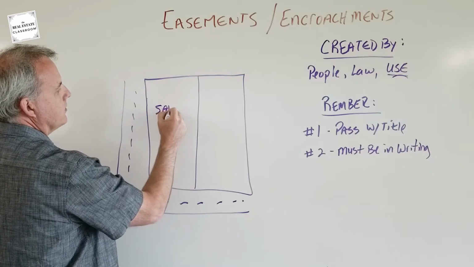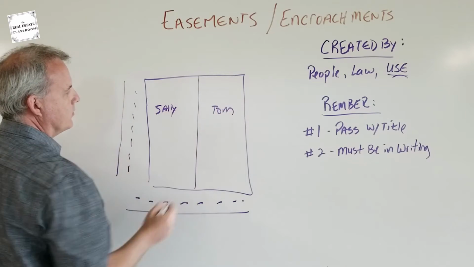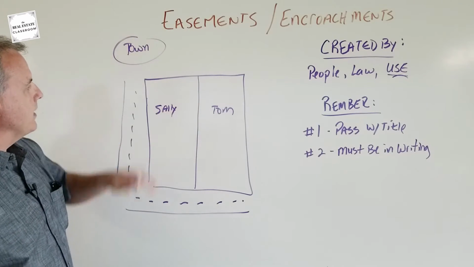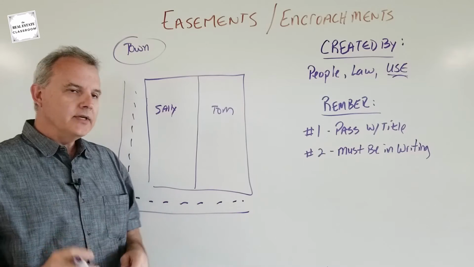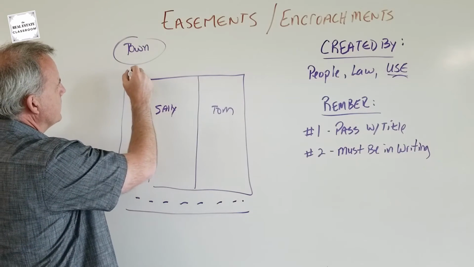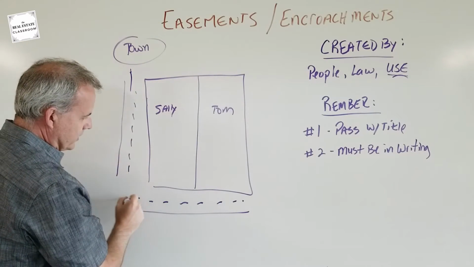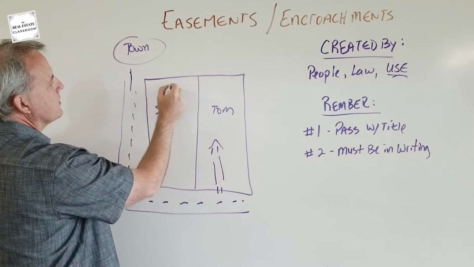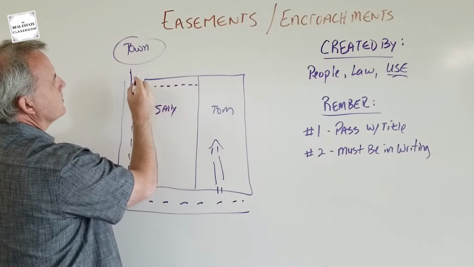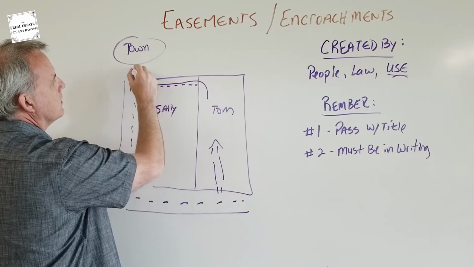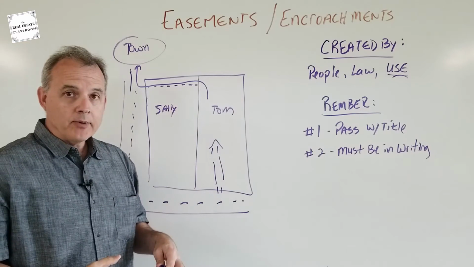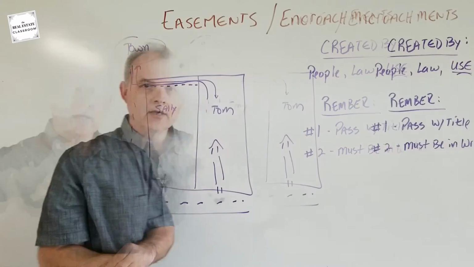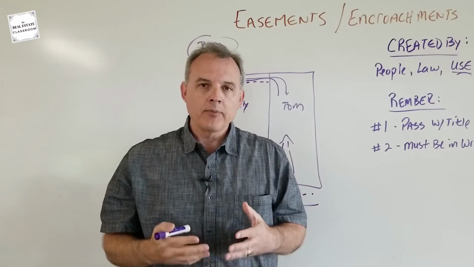All right, Sally owns this property and Tom owns this one. And here is town. Tom works in town. So what Tom does every single day, when he goes to and from work, instead of going all the way around to his driveway, is use a little access road right here. So Tom goes to work going across Sally's property, and then when he comes home from work, he uses that access road to get back. All right, that is what we call easement by prescription.